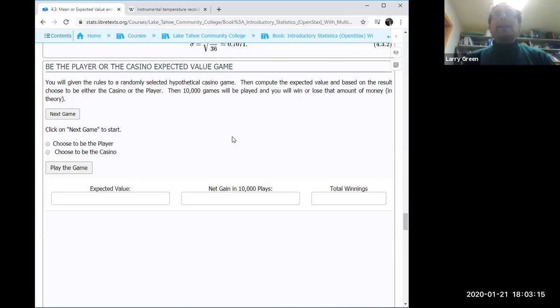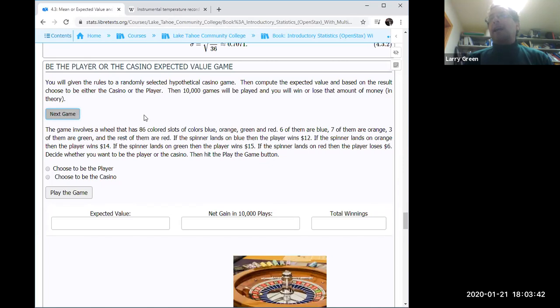And here is what it says. You'll be given the rules to a randomly selected hypothetical casino game. Then compute the expected value, and based on the result, choose to be either the casino or the player. Then 10,000 games will be played, and you'll either win or lose that amount of money, in theory. We're not going to give you any money if you win, but you can imagine it. So I'm going to click Next Game, and we're going to look at it.